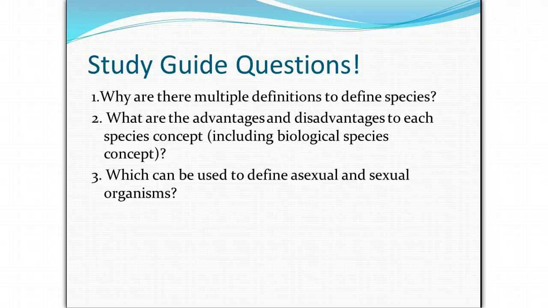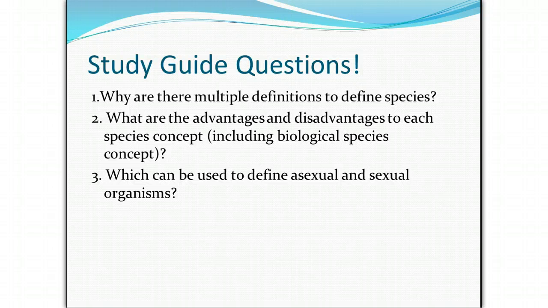And to go along with that, question number 2, what would be the advantages and the disadvantages to each species concept, including the biological species concept? So what are the pros and cons to each of these concepts? And the final question is, which of these species concepts, so just make a list, could be used to define asexual organisms and sexual organisms?